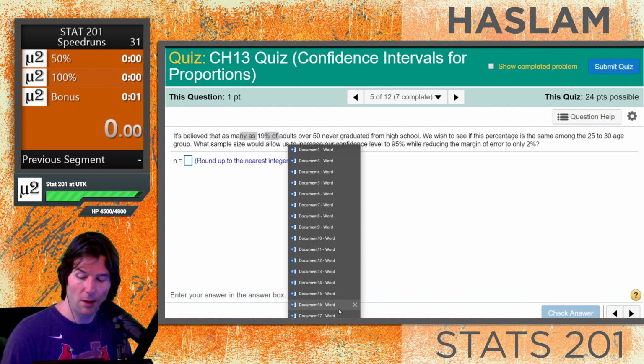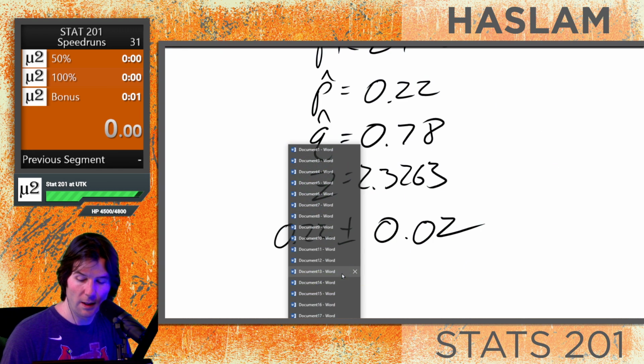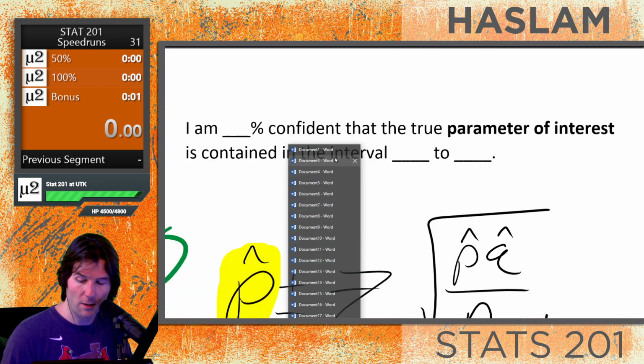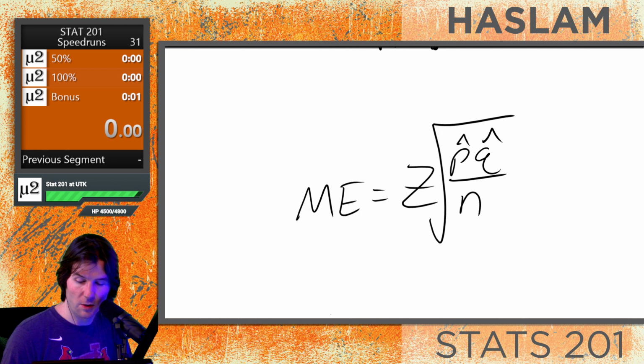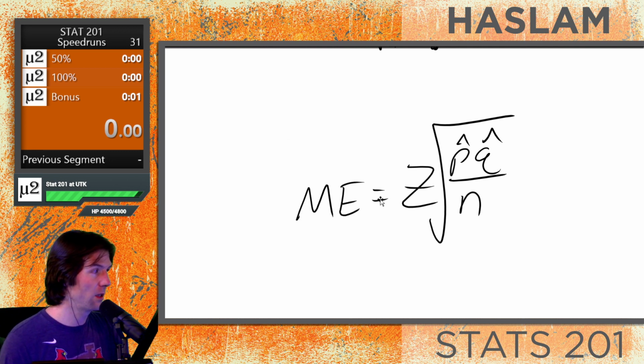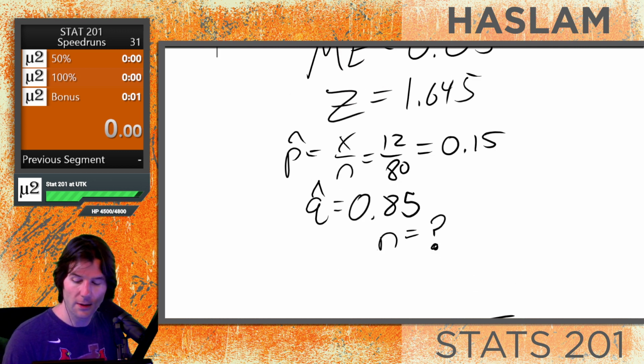So once again, you can tell this is a very similar problem to what we've been doing. It's one of, how many sheets do I have open today? Too many, that's the answer. It's one of the problems where we solve for the n by using the margin of error, the z-score, the P hat, the Q hat.